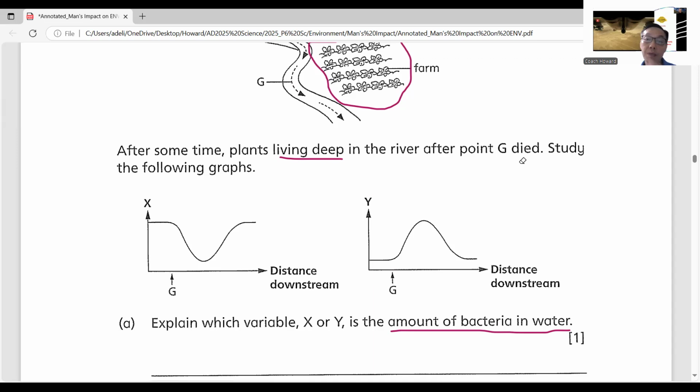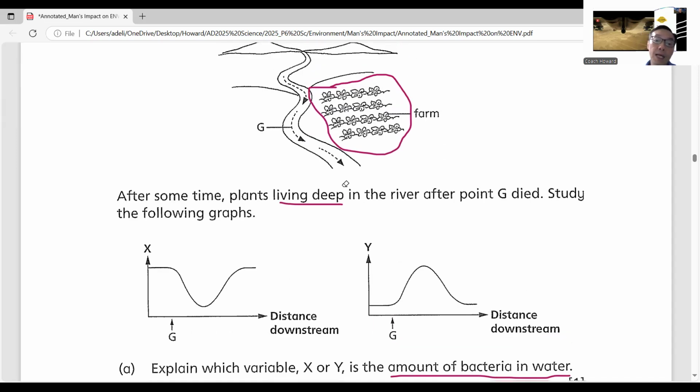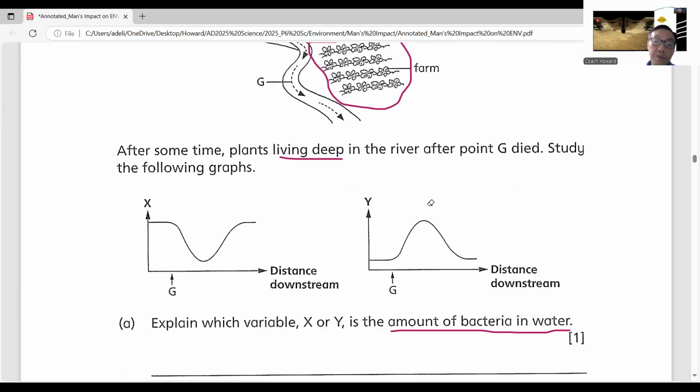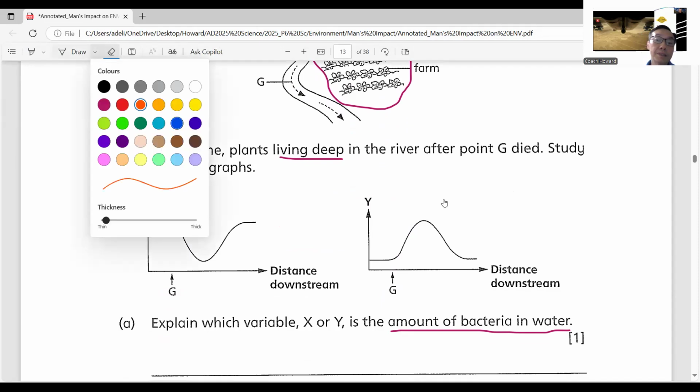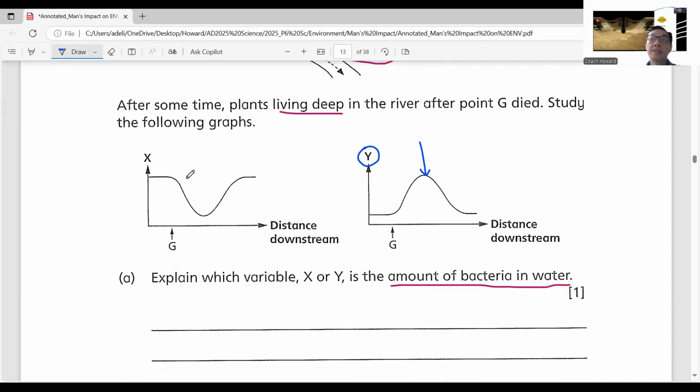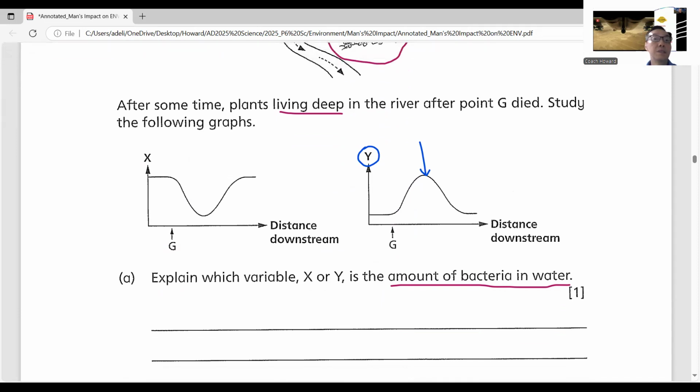Okay, we must understand the concept. When the plants die, the bacteria should increase. So they will give you the hint. Correct? So can you see this increase? So it is Y. So you explain it is Y. Then the reason, what's the reason? The reason is because Y is amount of bacteria in water. Then bacteria feeds on the dead plants after point G, and they will grow and reproduce rapidly.